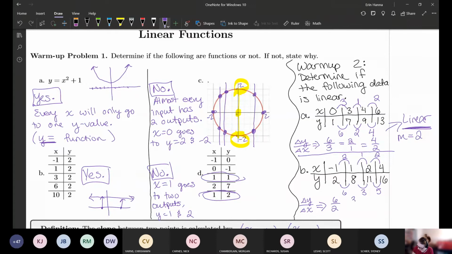6 divided by 2 versus 3 divided by 1 versus 5 divided by 2. So the first two agree. Those both reduce to 3. But that last one, 5 divided by 2, is not reduced to 3. It reduces to 2.5. So since that last one does not agree with the first two, this table is not linear. The slope, that's not how you spell slope, is not constant.